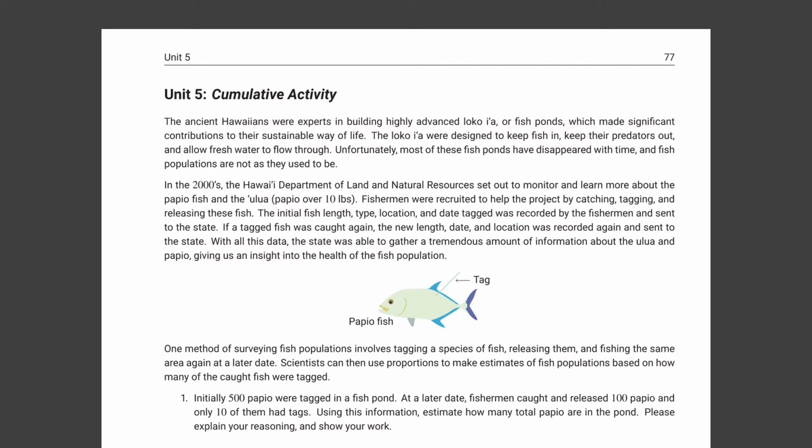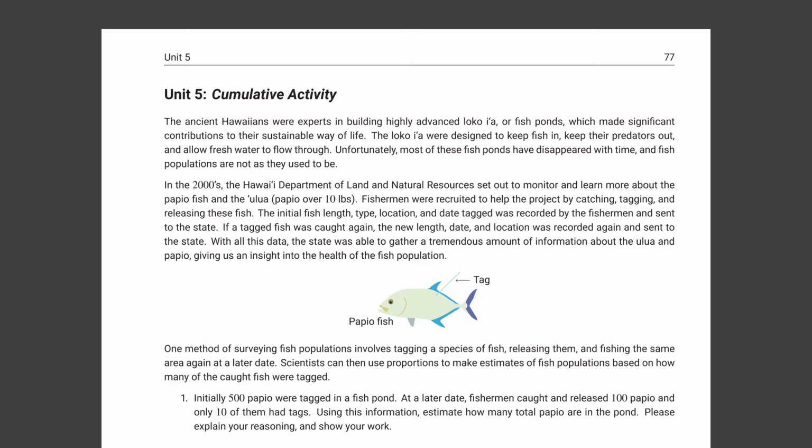In this activity, we'll be looking at sustainable fishing. In ancient Hawaii, this was not as big of a concern as it is today. Back then, there were many fishing experts who were mindful of balancing the needs of the people with the health of the environment. One way that they were able to maintain this balance was through the use of highly advanced fish ponds called the loko'i'a. These fish ponds trapped the largest fish for easy harvest. At the same time, the loko'i'a also protected the fish from predators and allowed them to grow, both in body size and in population.